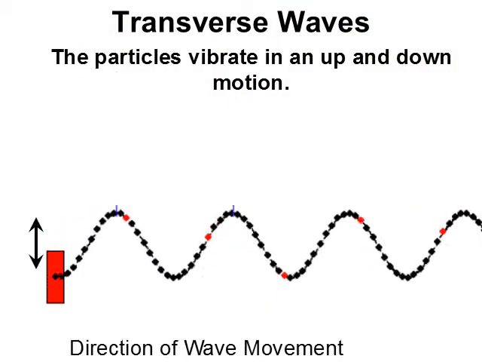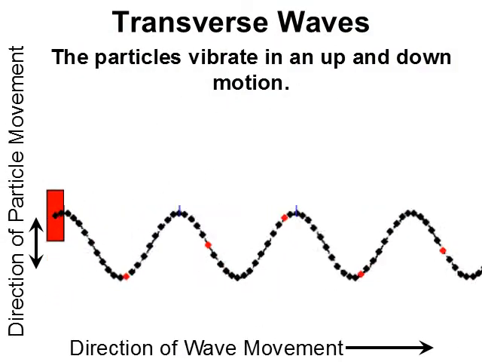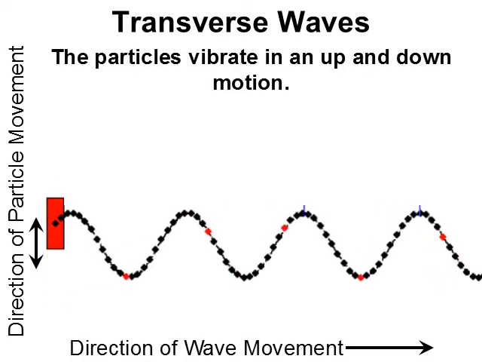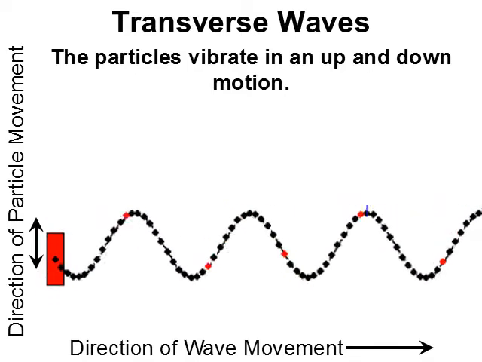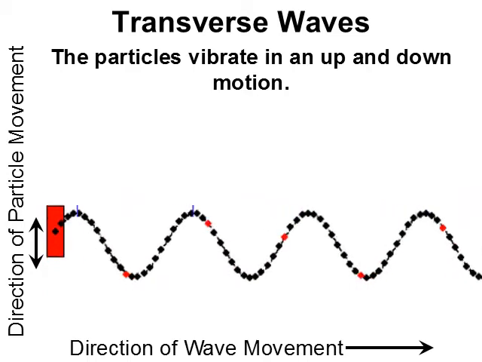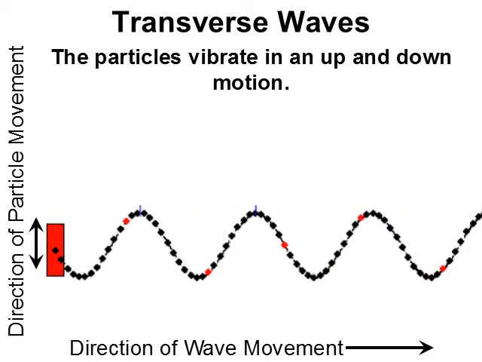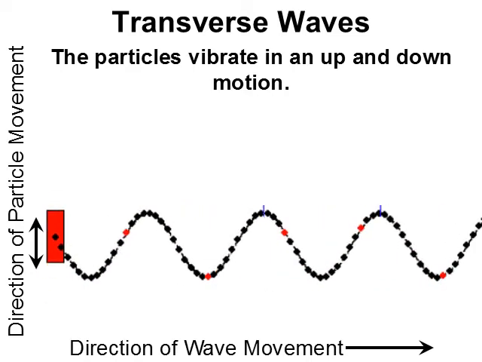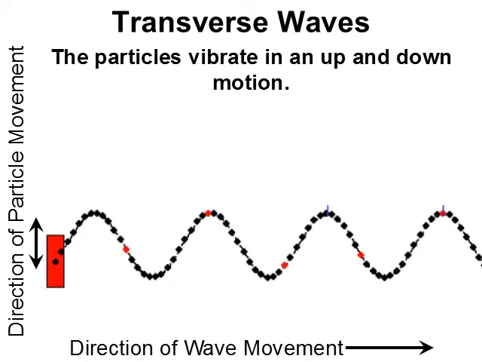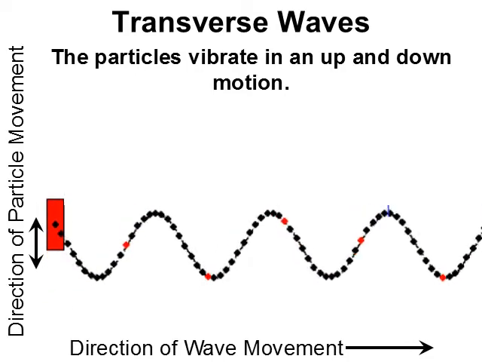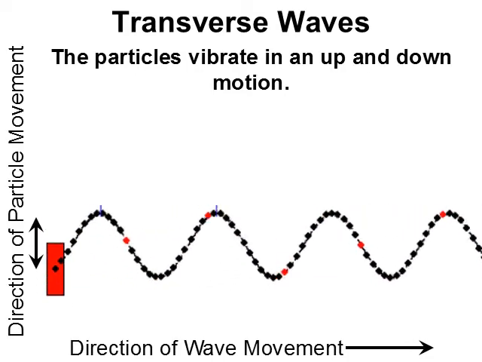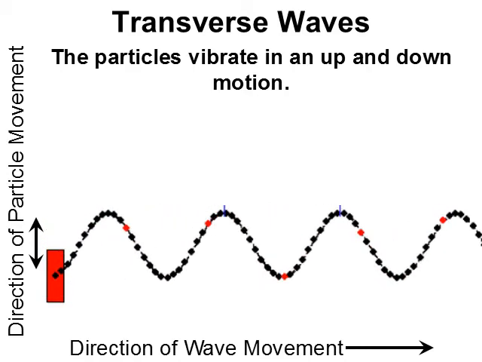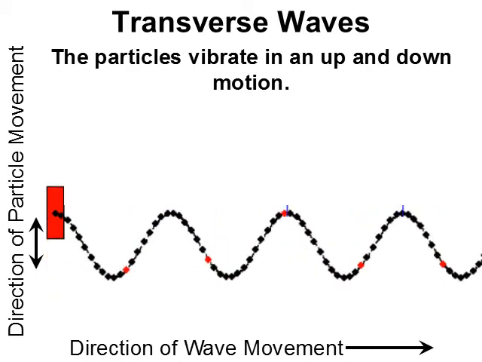With transverse waves, the particles vibrate in an up and down motion. Watch the wave move across the screen by following the blue line at the top of each crest. That shows how the energy of the wave is moving from left to right. But if you follow the red squares, you can see that the particles of the medium are just going in up and down motion. They are not going along with the wave.